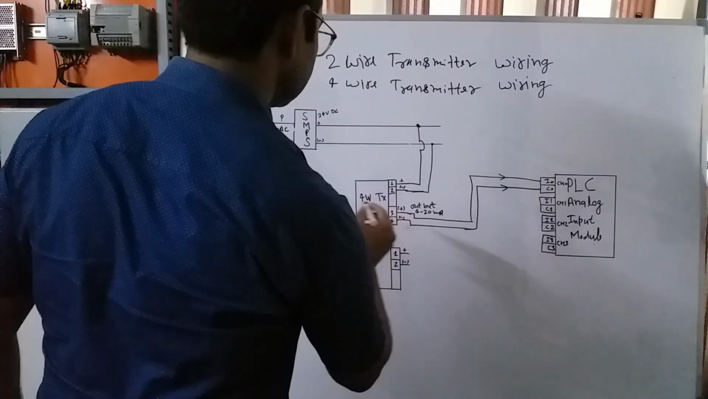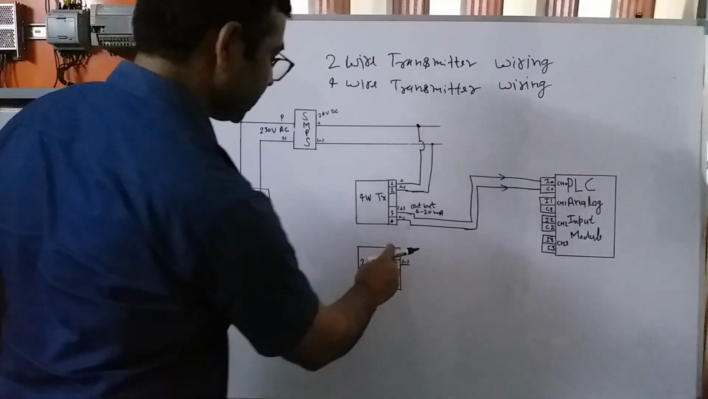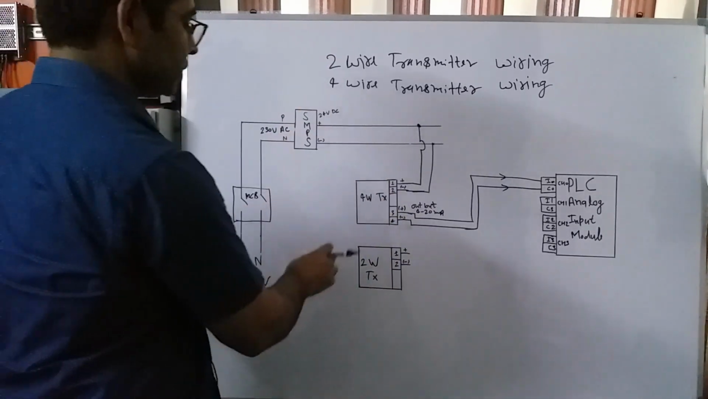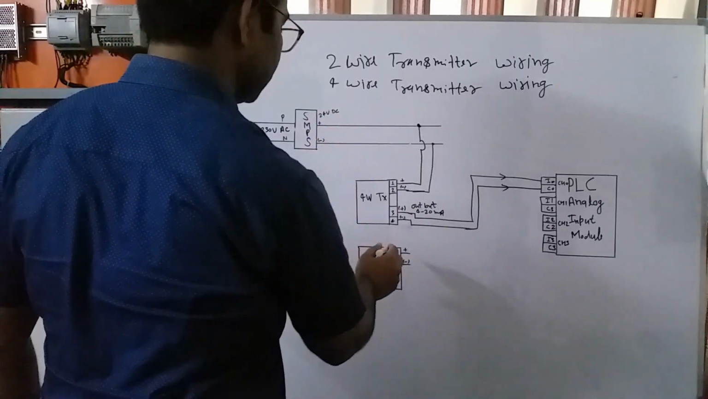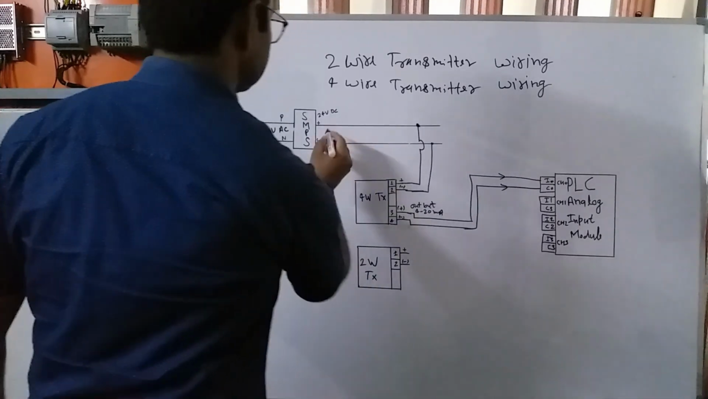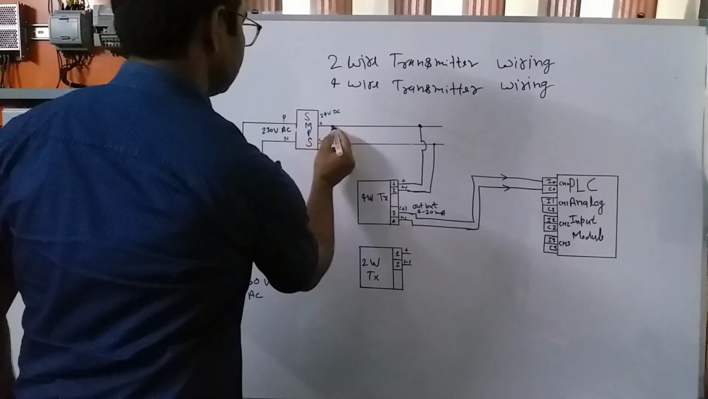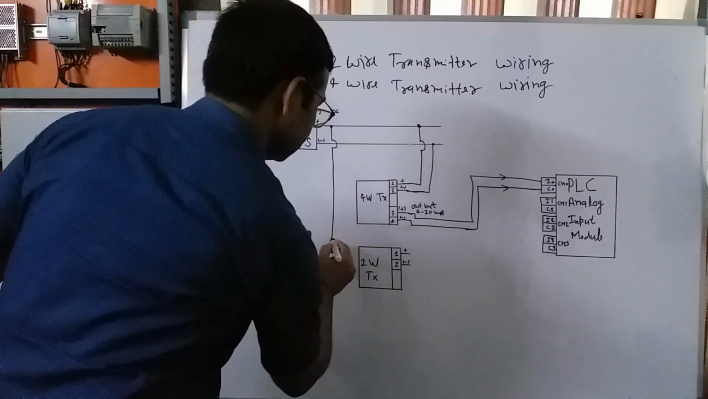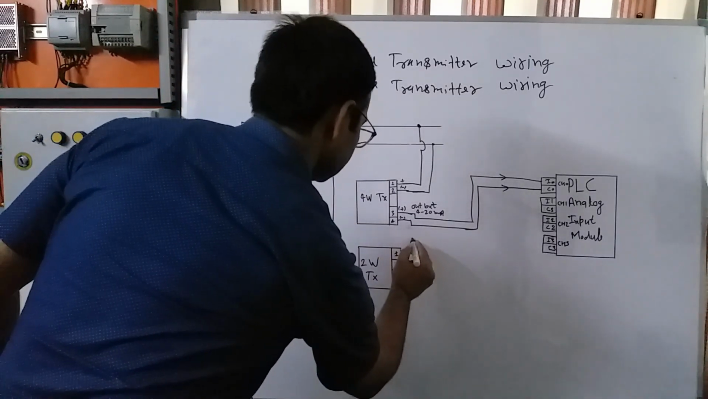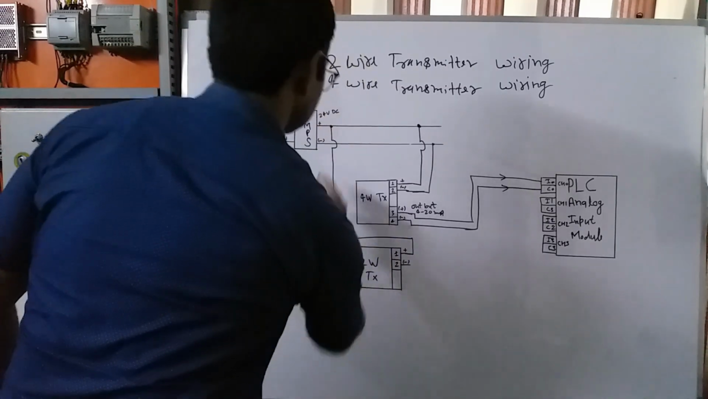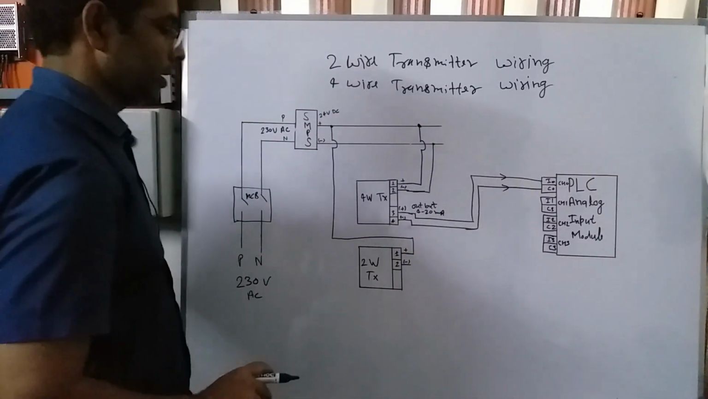Let's talk about the 2-wire transmitter. How will be the connection of the 2-wire transmitter? The 2-wire transmitter supply and the 4 to 20 milliampere signal will go to the PLC in the same wire. Suppose we gave it 24 volts from here. The transmitter got 24 volts supply.